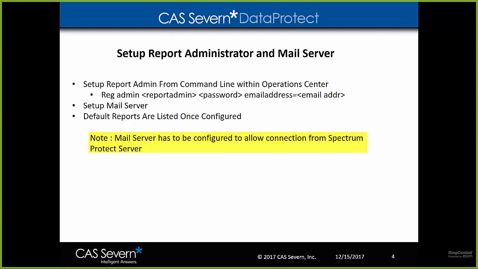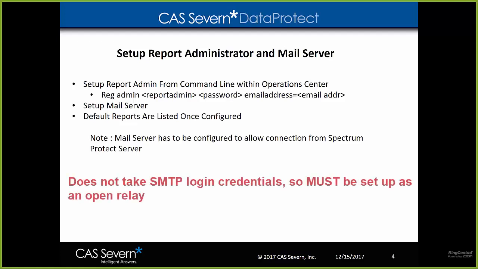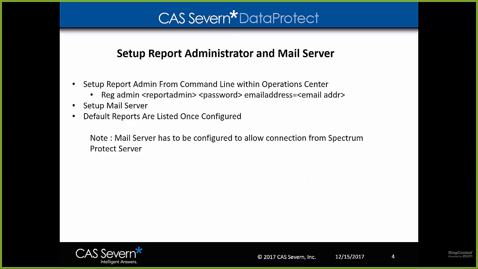A lot of times this takes a conversation with your email team to make sure that a server can connect to your mail server in order to send email. It doesn't take an SMTP username or password to log in, so it does have to be set up as an open relay to that particular server. And once you've configured the report administrator and the mail server, then the default reports are configured. Until you do both of those steps, if you go to the reporting screen, nothing will show up.